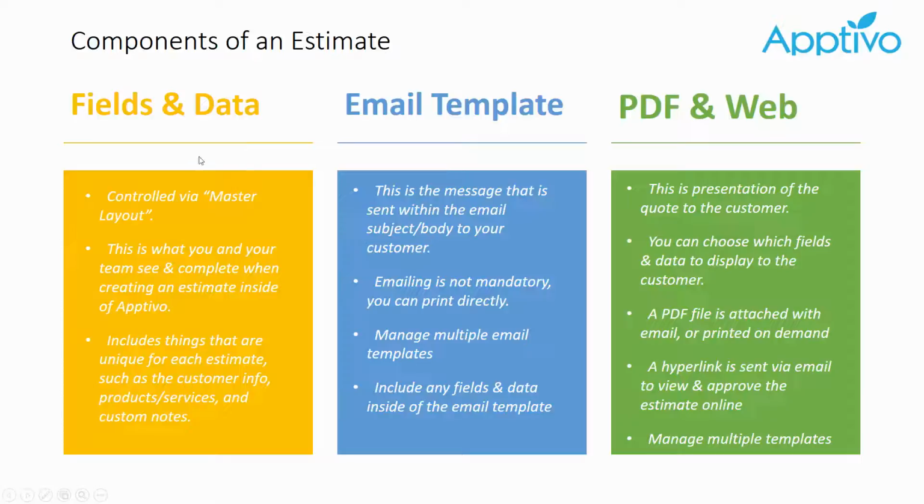So you have the fields and data, and then we have the two different ways that the customer is going to see it. Because if we're going to just print the file and we never want to email, we can pretty much ignore this middle section. It's not mandatory. But this is the email message.